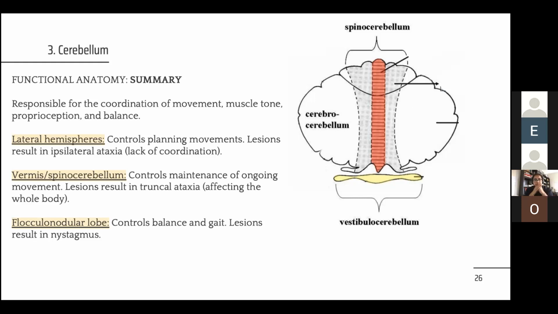If your vermis is affected, so the vermis is responsible for maintaining movement, you get something called truncal ataxia. So you get loss of coordination, but in the body. As you can imagine, people can't sit up straight because they'll fall towards one side. And then the flocculonodular lobe controls your balance and your gait. And so if you get damage there, you actually end up with nystagmus.